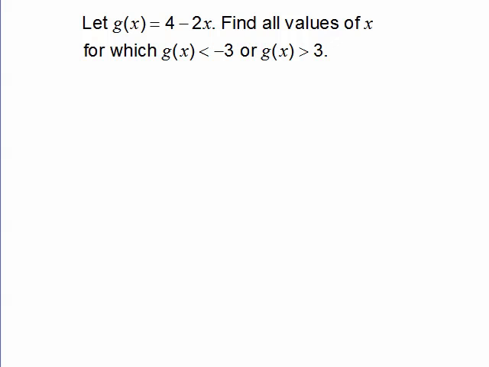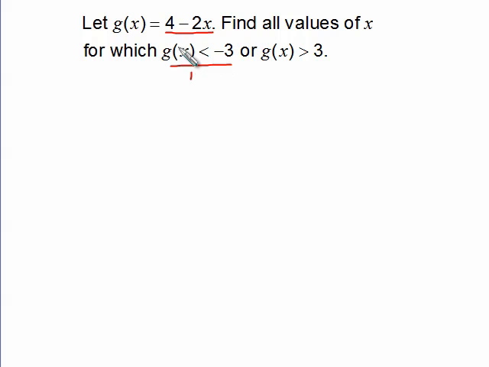Let g of x equal 4 minus 2x. We're asked to find all values of x for which g of x is less than negative 3 or g of x is greater than 3. So to start, since we know that g of x is 4 minus 2x, I'll go ahead and create two inequalities. The first one is here.